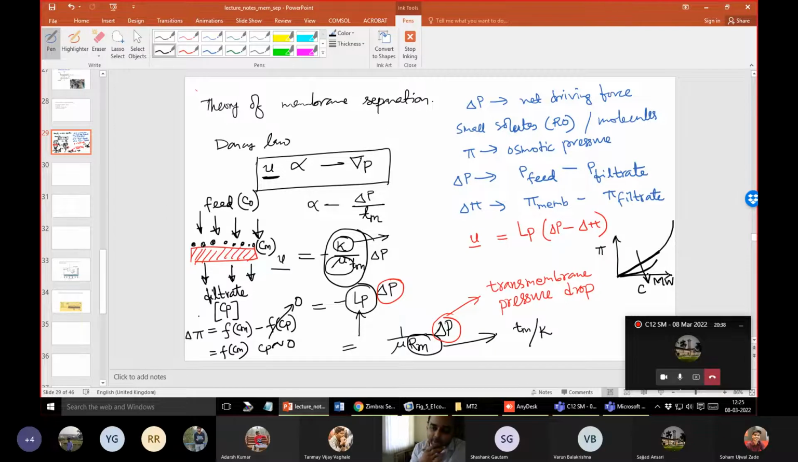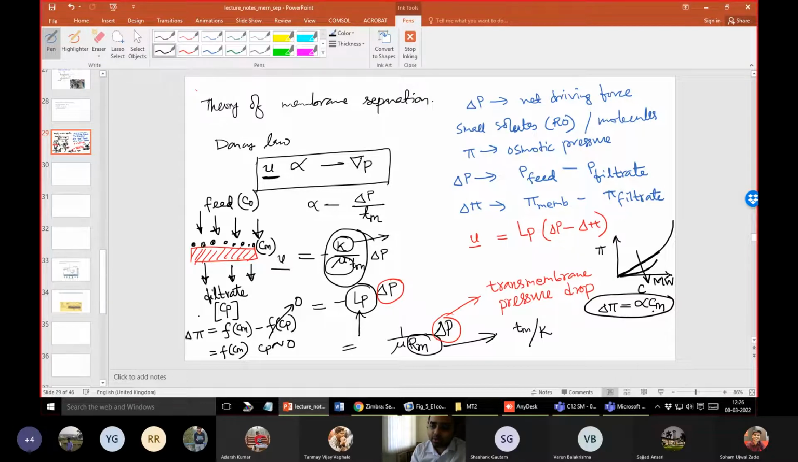And typically, if you operate with salts, for this case of reverse osmosis, you will find that this zone of linearity of the osmotic pressure with the concentration extends to a significant concentration, right? So for all practical purposes, you can consider delta pi as some constant multiplied with Cm. This is how you can typically write your delta pi, because Cp is 0 and alpha is a linear constant that follows the osmotic pressure with the concentration, and the concentration is that of the membrane surface, known as Cm.